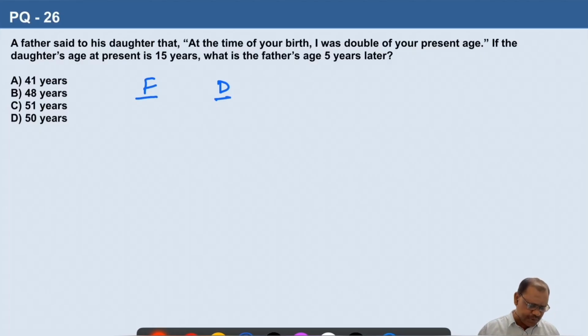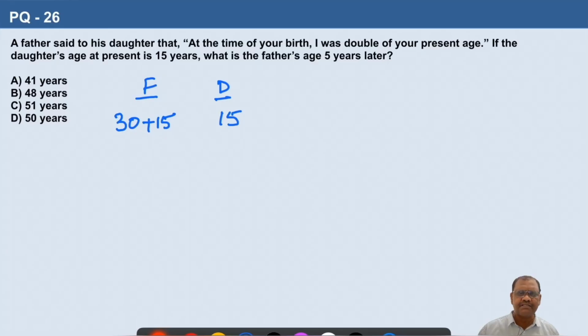So, father is saying to daughter that at the time of your birth, I was double your present age. If the daughter's present age is 15 years, so daughter's present age is 15 years. And father's age at the time of the birth of the daughter is 30. And the age of the daughter is 15. So that means another 15 years to be added to the father to find out the present age of the father.